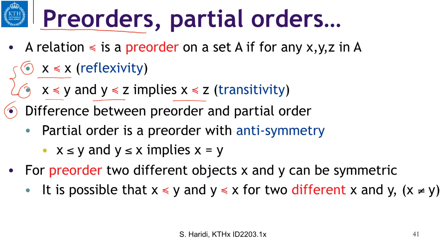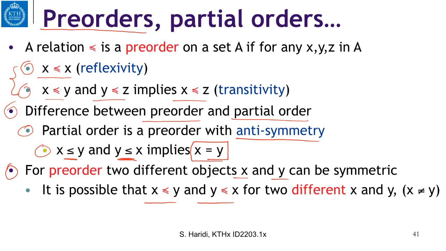The difference between preorder relations and partial order relations is that a partial order is a preorder with also an extra property called antisymmetry. Antisymmetry says that if x is less than or equal to y and y is less than or equal to x, then it implies that we are talking about the same object, so x is equal to y. For preorder, two different objects, x and y, can be symmetric. It is possible for x to be less than or equal to y and y less than or equal to x, but we are just referring to two different objects, i.e. x is not equal to y.